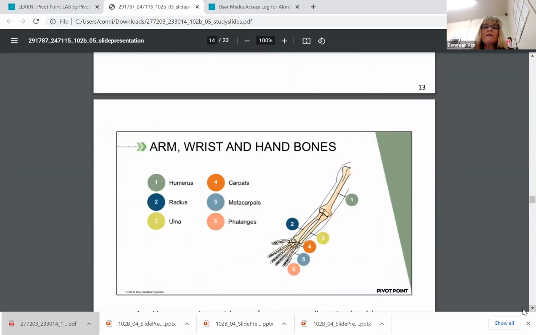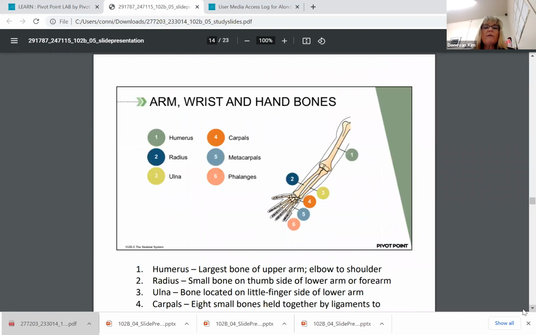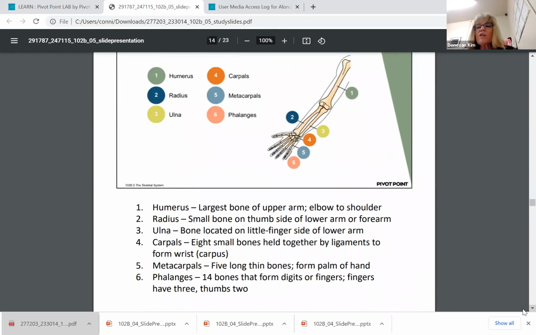Then you go to your hands and your wrists, right? You have your humerus, your radius, your ulna, your carpals, your metacarpals, and your phalanges. Humerus is the largest bone of your arm. It goes from your elbow to your shoulder. You hit your elbow, they say you hit your funny bone. It's not very funny, is it? Nope.